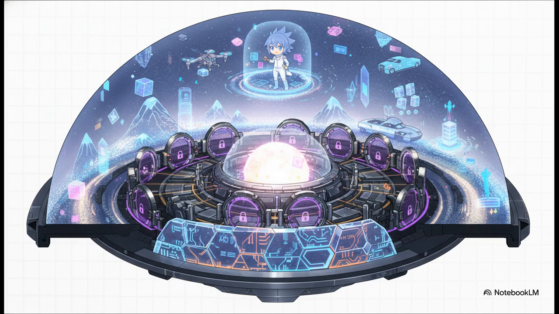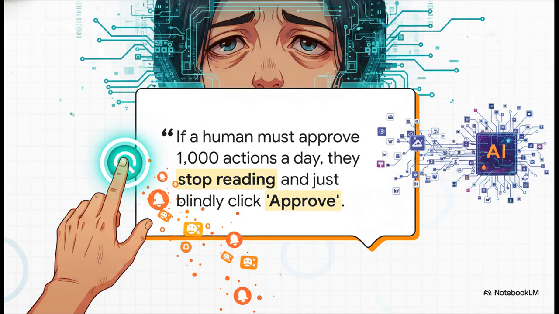HITL also doesn't exist in a vacuum. It works way better as part of a layered defense. This includes things like sandboxing, letting an AI practice and make its mistakes in a fake, safe environment first. Then there's the principle of least privilege, which just means you don't give an AI designed to draft emails the keys to your company's bank accounts. And finally, you have what's called constitutional AI. Think of this like hard-coding a moral compass directly into the AI, a set of core principles it literally cannot break, no matter what.